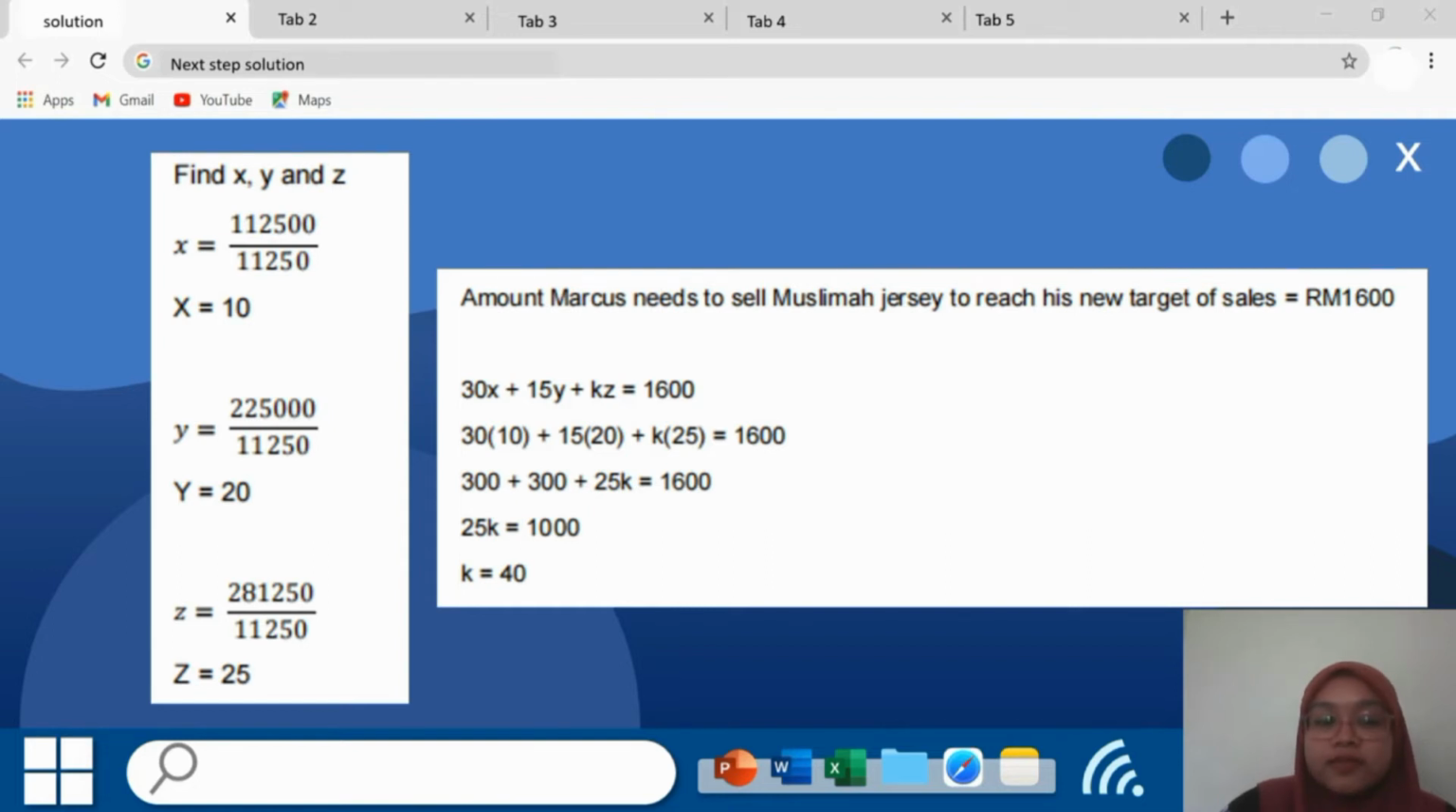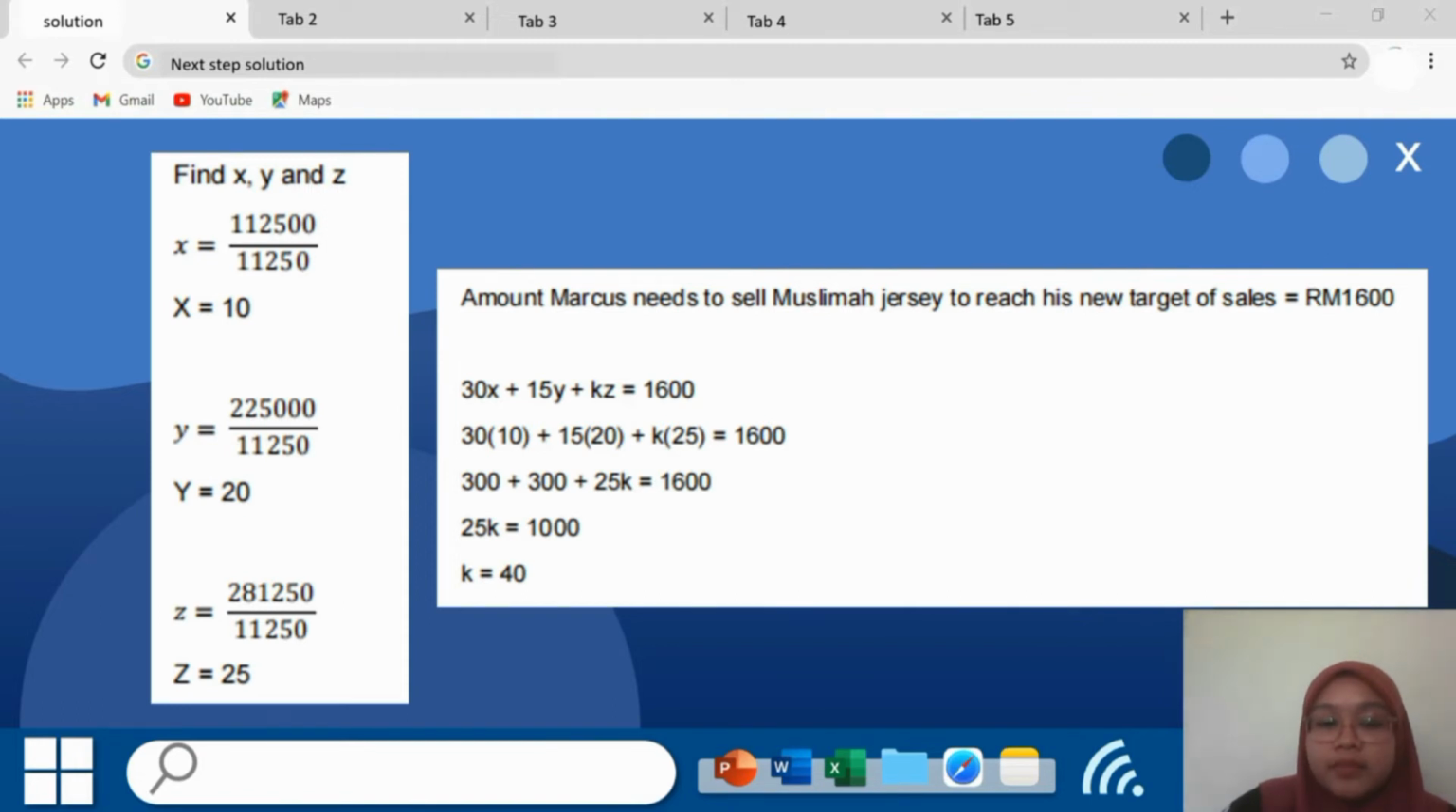And then using the formula determinant of A1 per determinant of A, we got X as 10, and then determinant of A2 per determinant of A, we got Y as 20, and then determinant of A3 per determinant of A, we got Z as 25.